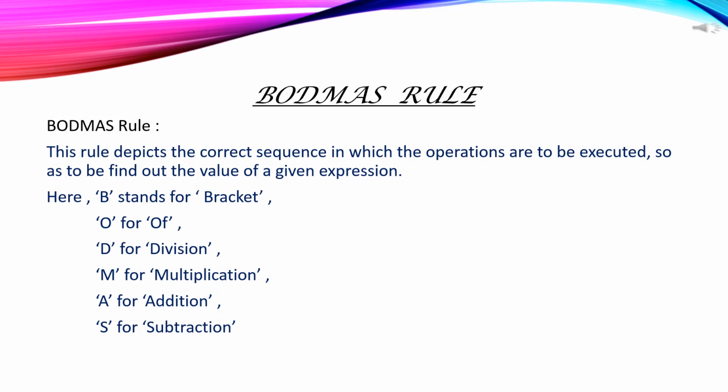Let's continue BODMAS rule. This rule depicts the correct sequence in which the operations are to be executed so as to find out the value of a given expression. In simple words, it is the correct order to solve the simplification step by step. Here, B stands for bracket, O stands for of, D stands for division, M stands for multiplication, A stands for addition, and S stands for subtraction. I hope you are all aware of these terms. We have to use this rule in this sequence only.